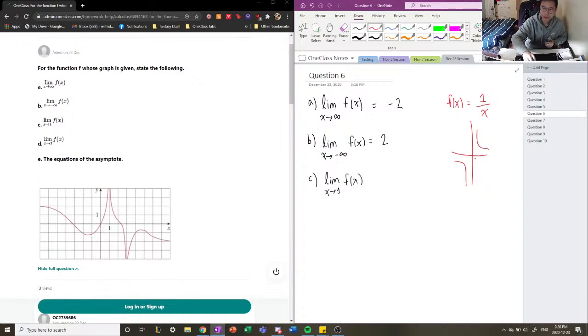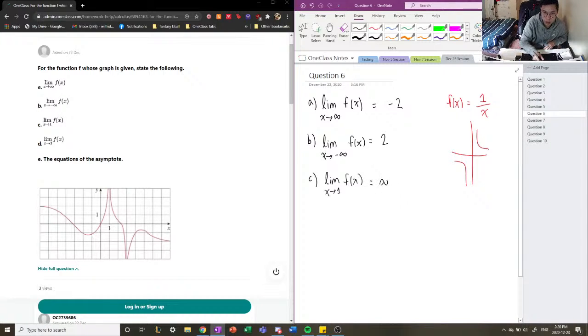But we see here from the left-hand side and the right-hand side that the function approaches infinity and negative infinity. So they're tending away from each other. This is a very important note about limits itself: if they are both approaching infinity from both sides, then we can say that the limit as x approaches 1 of f of x is infinity.